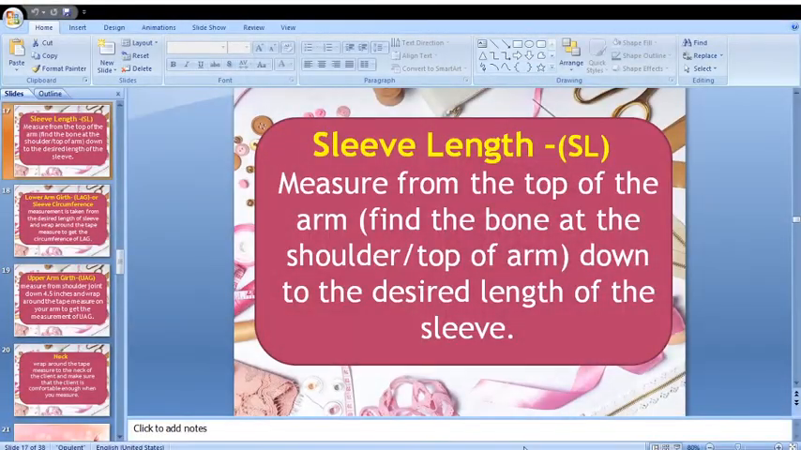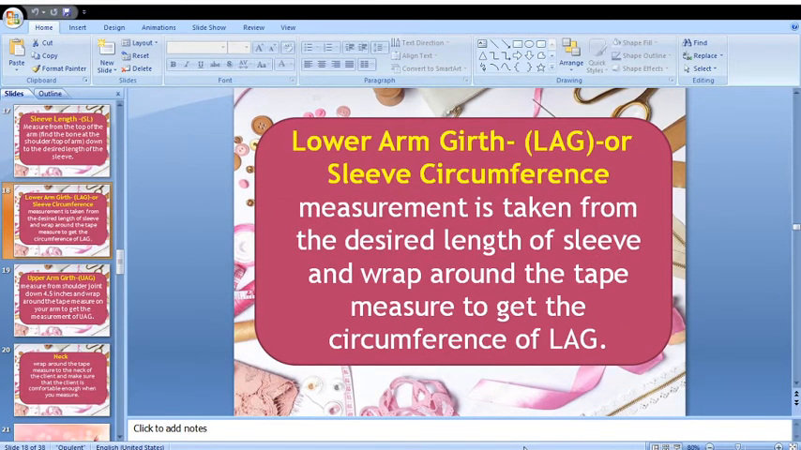So for the sleeve length, measurement is taken from the joint down to the desired length. Usually 7 or 8 is the standard measurement. Next, for the lower arm girth, measurement is taken from the desired length of the sleeve. So we have 7 inches for the sleeve length, and for the lower arm girth, you're going to wrap around here. And then 10 inches is the measurement of her lower arm girth.